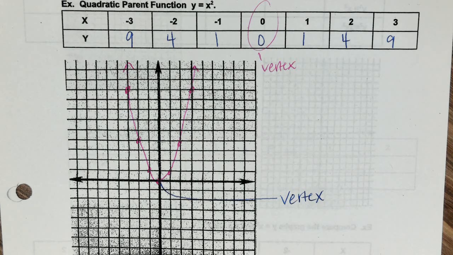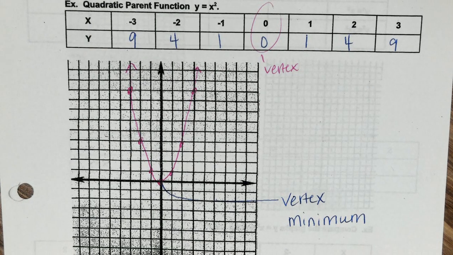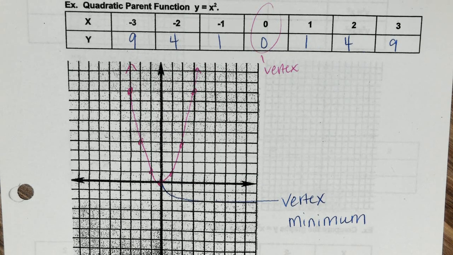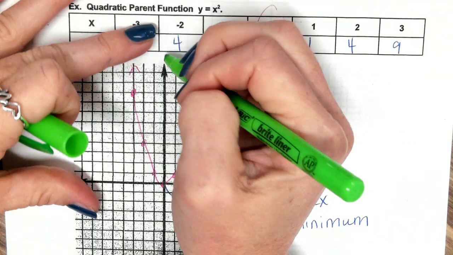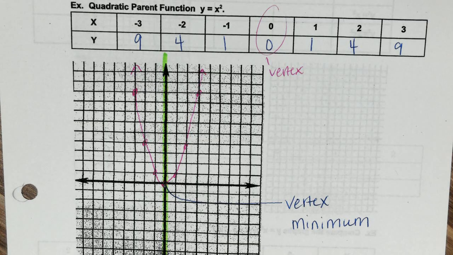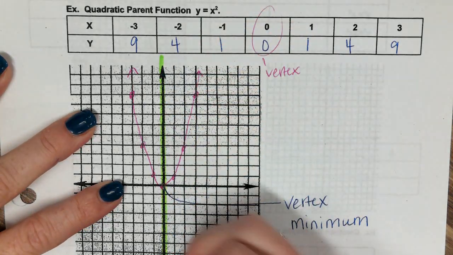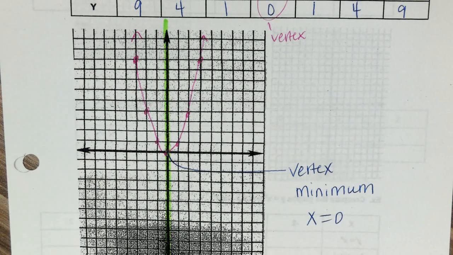Yes or no? So right here, this is our vertex. So is it a minimum or a maximum? It is a minimum because it is the lowest point. And I can tell you that the axis of symmetry is going through that vertex. So the axis of symmetry is right here. Can I write an equation for the axis of symmetry? Yes or no? Yes, the axis of symmetry will always be x equals, because the axis of symmetry is always going to pass through the x-axis. Where is it passing through the x-axis? So the axis of symmetry is at x equals 0.